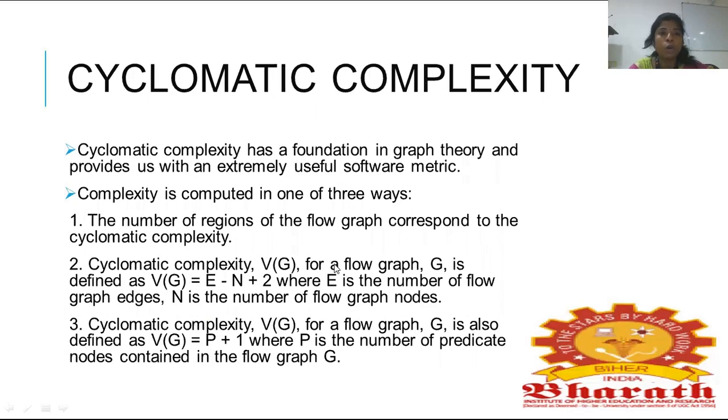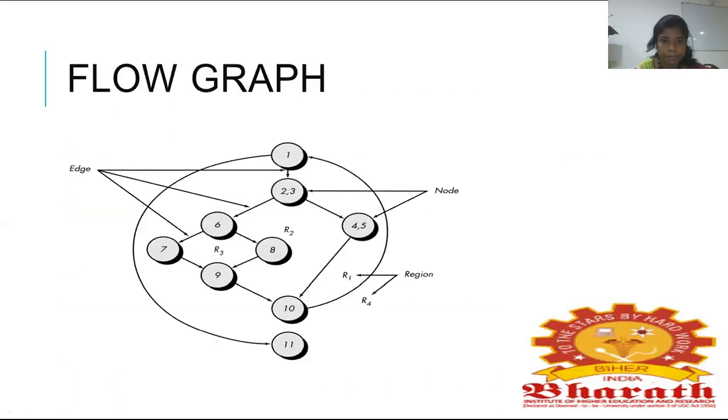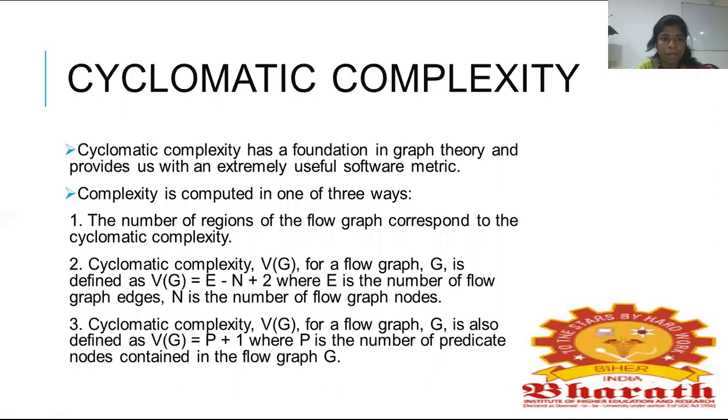From this graph, how are we going to calculate the cyclomatic complexity? Your cyclomatic complexity has a foundation in graph theory. How are we going to calculate it? The number of regions of the flow graph corresponds to the cyclomatic complexity. How many regions you have, that matches your cyclomatic complexity. So from these 3 ways, you can use any one of the calculations. First, you can calculate with the number of regions. In this graph, how many regions do we have? We have 4 regions: R1, R2, R3, R4. So we have the cyclomatic complexity as 4.